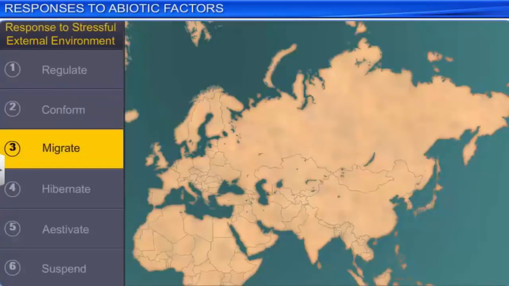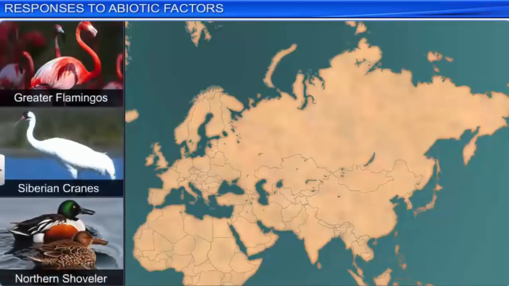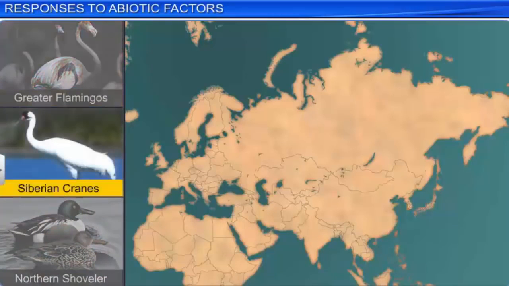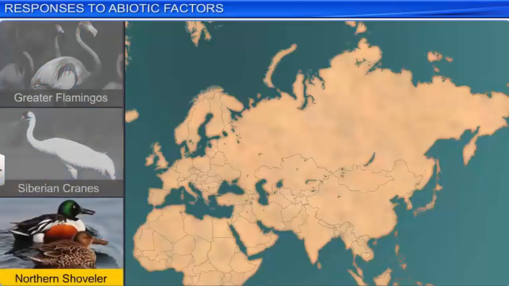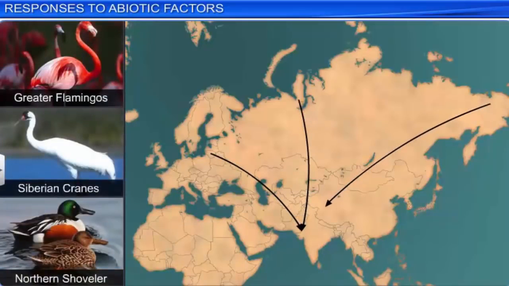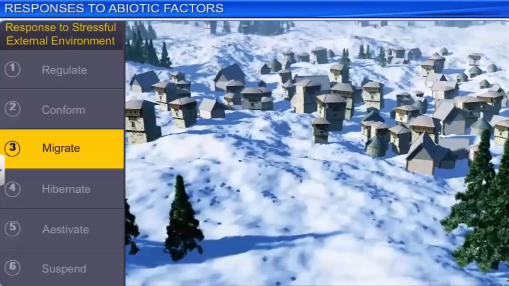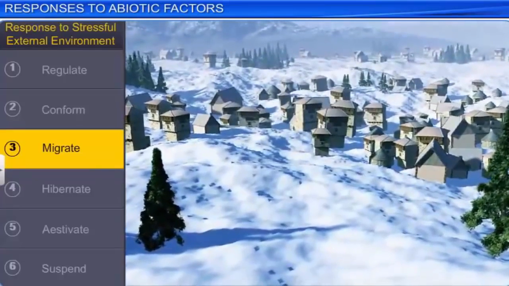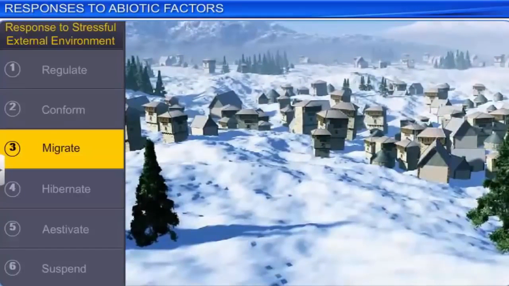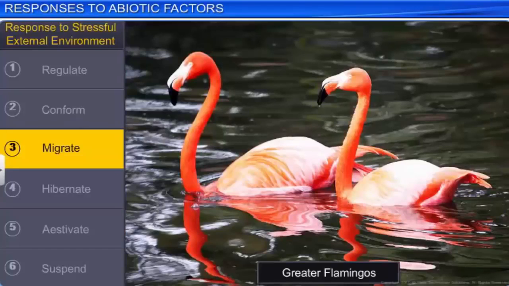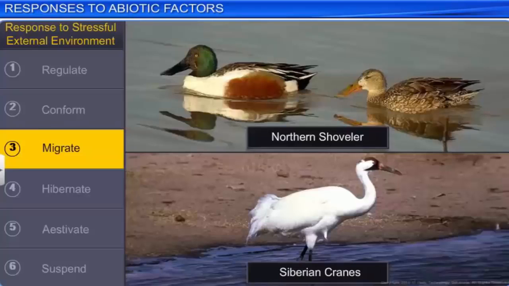Particularly during winter, you may have read about or witnessed the arrival of migratory birds such as the greater flamingo, Siberian cranes, and northern shoveler from Siberia and other cold northern regions to the famous Keoladio National Park in Bharatpur in Rajasthan. Similarly, in Europe too, people staying high up in the Alps come down to the valleys during winter. Migration is seen in animals that are capable of moving from stressful environmental conditions to a place that offers a favorable climate.